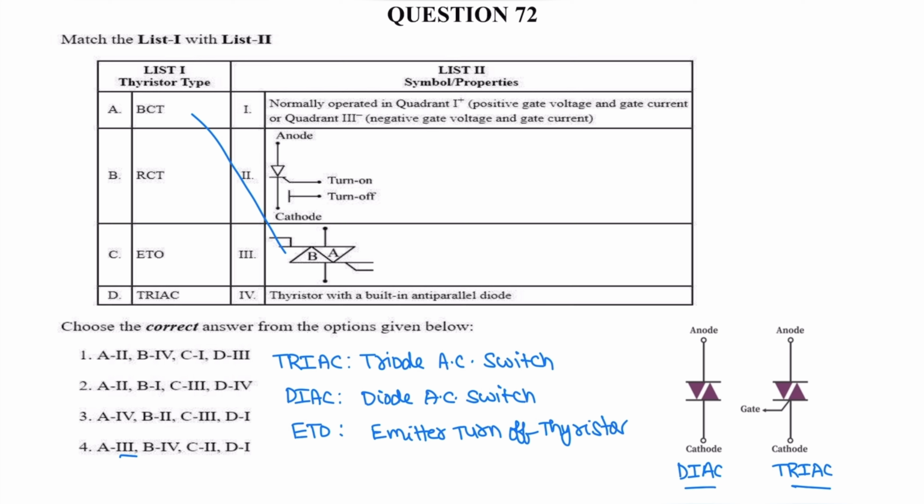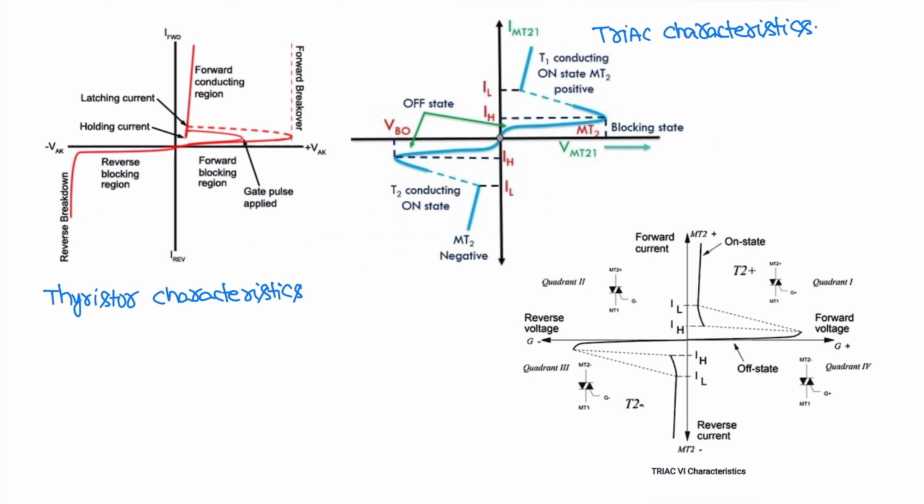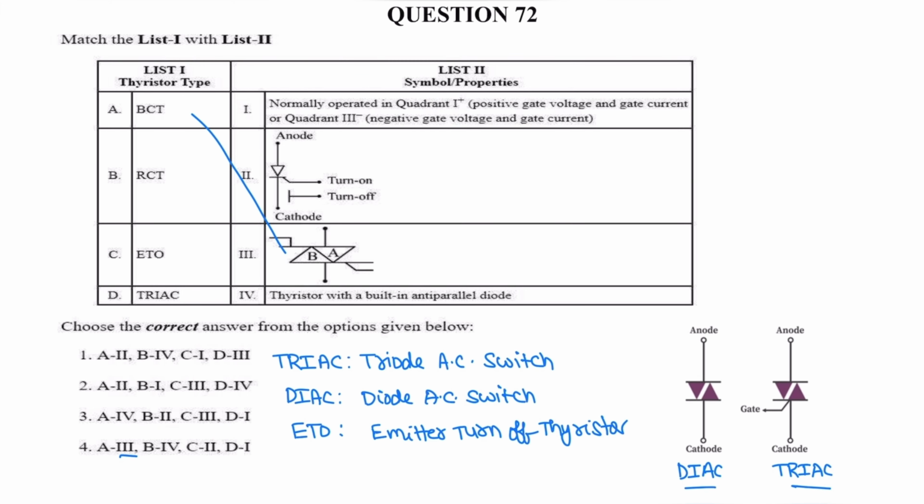Next is triac. So triac is normally operated in two quadrants, that is quadrant 1 and quadrant 3. So these are the thyristor characteristics only in quadrant 1. So triac characteristics, quadrant 1 and quadrant 3. So from the characteristics of triac, it is normally operated in quadrant 1 and quadrant 3.